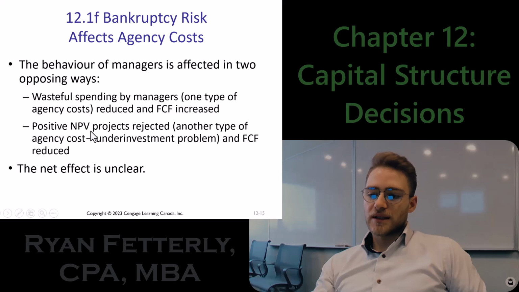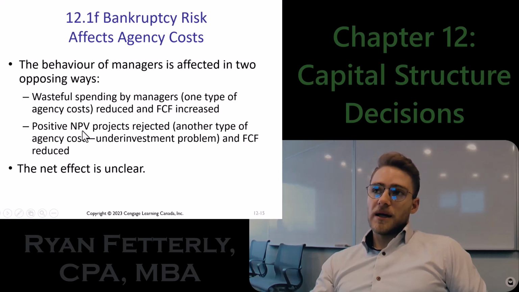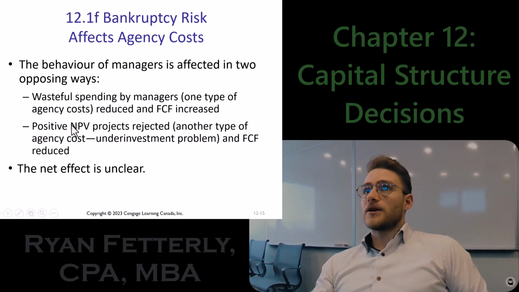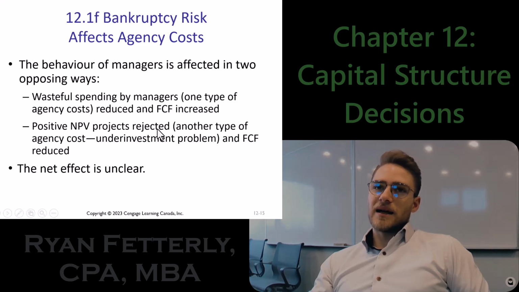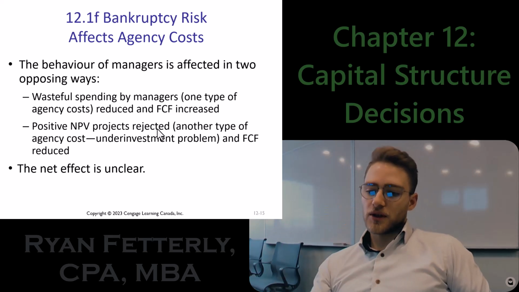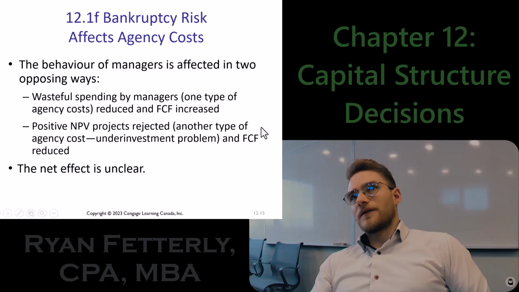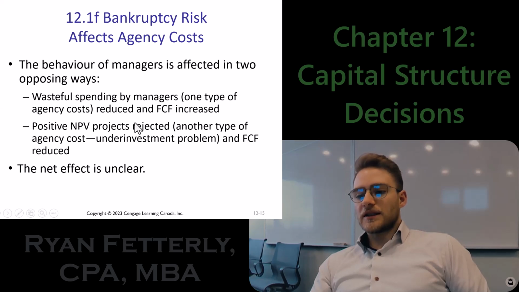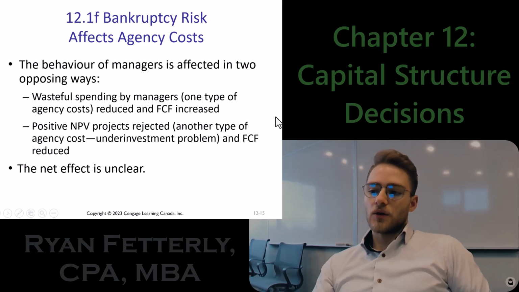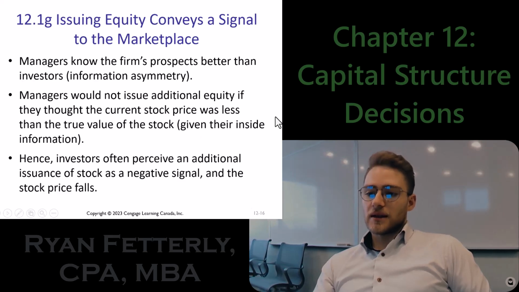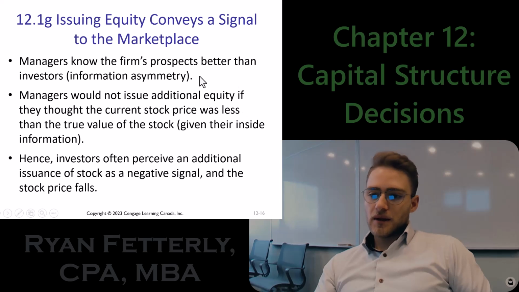And then we also see that a company may have positive net present value projects that would normally be accepted because they bring value to the firm, but they're no longer being accepted because the company doesn't have the free cash flow to finance everything, so they only take the very highest net present value projects. So the net effect is unclear, right? In some areas you're going to save money, in other areas you're going to lose opportunities. But overall, bankruptcy risk does impact the way a firm behaves.